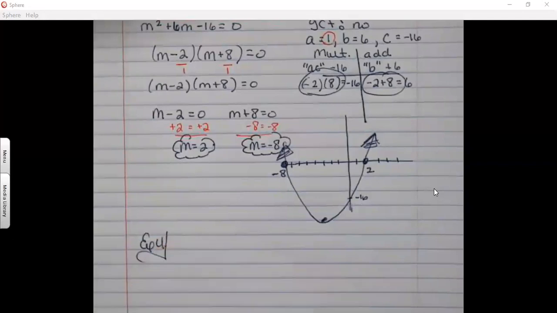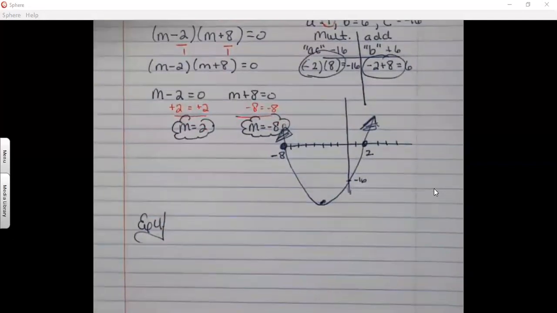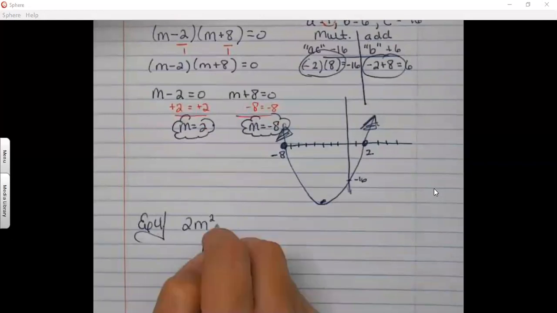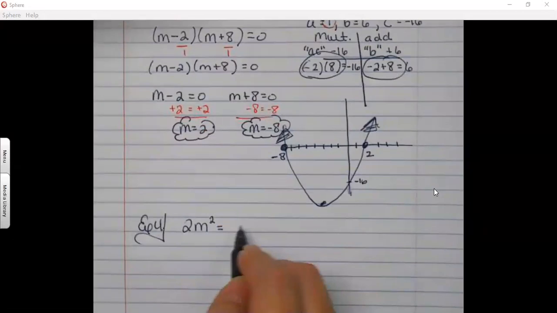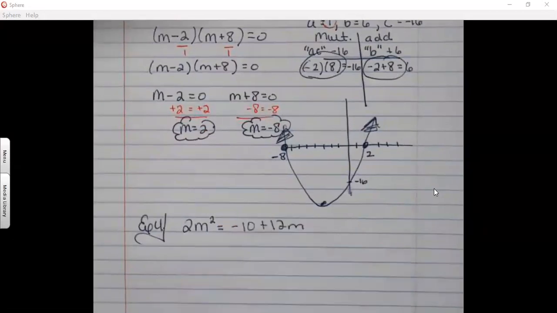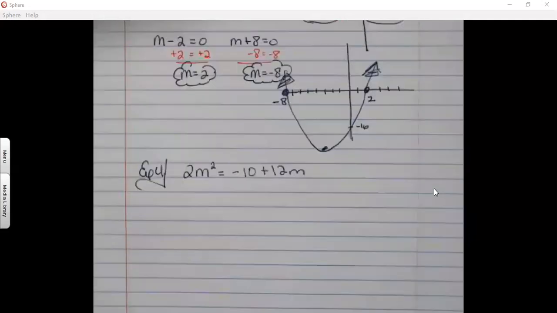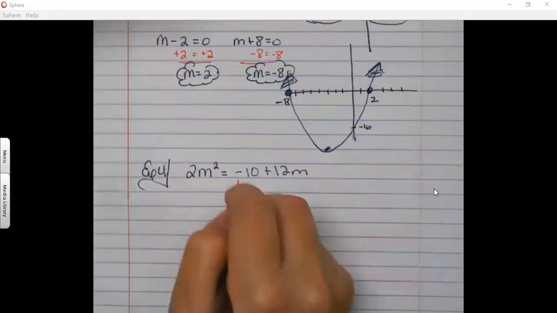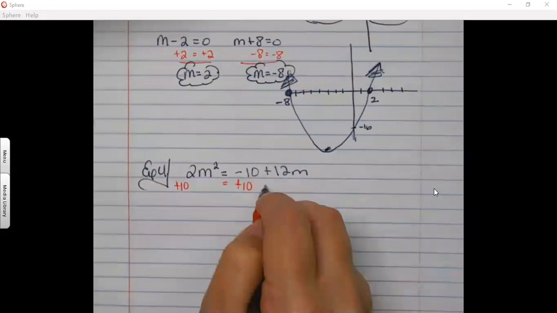Sample 4, let's speed it up. 2m squared equals -10 plus 12m. Is this in standard form and set equal to 0? No. Do we want to subtract 2m squared from both sides? No, because our leading term would be negative. We don't want that. Very good. So we're going to add 10 to both sides, and I'm just going to do this all in one step. You could do it in 2 separate. That's fine. And I'm going to subtract 12m from both sides.